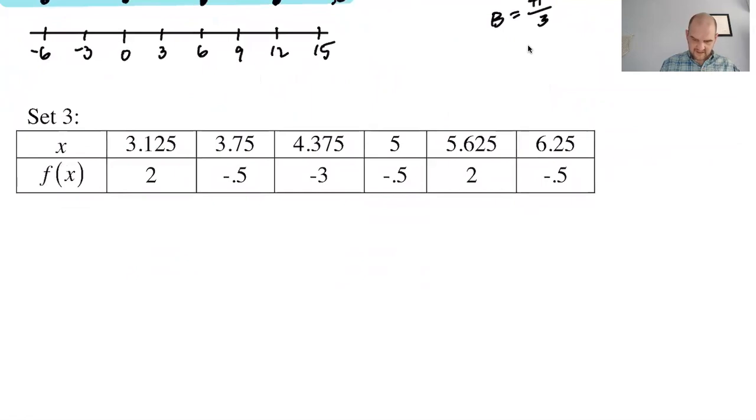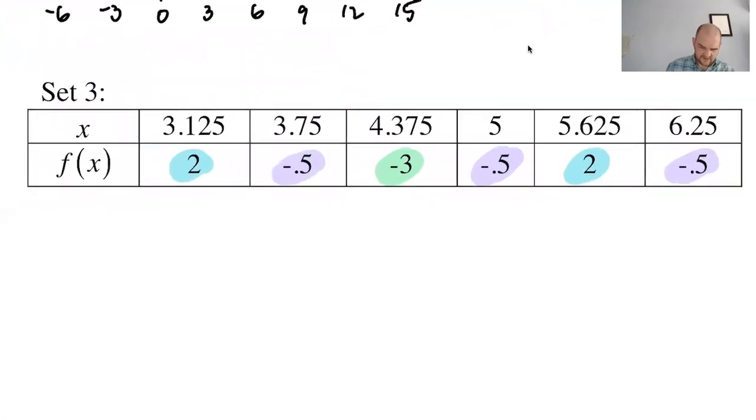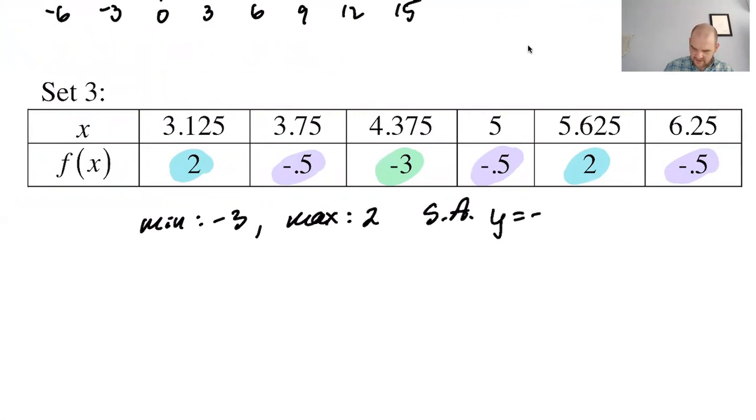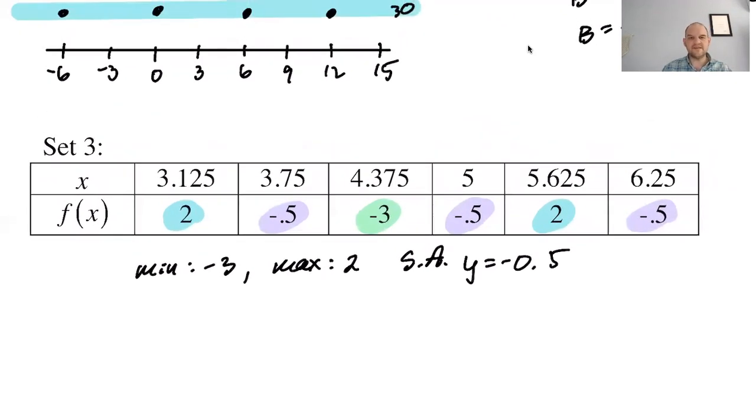So the first thing that I notice is that I see 3 different values in the table. And that's good because it usually means that we have all the information that we need, potentially. So I think the minimum is going to be negative 3. The maximum is going to be 2. So let's say minimum negative 3, maximum 2. So the sinusoidal axis halfway between them would be y equals negative 0.5, which makes sense because that's what was given.